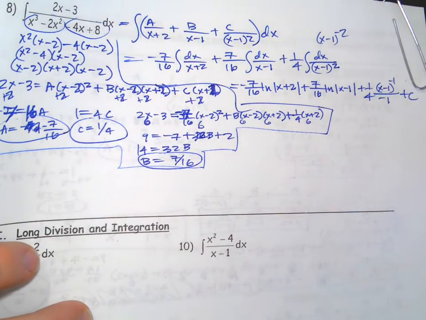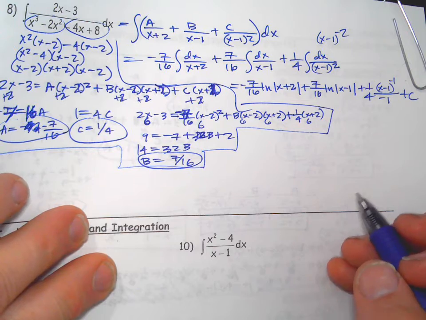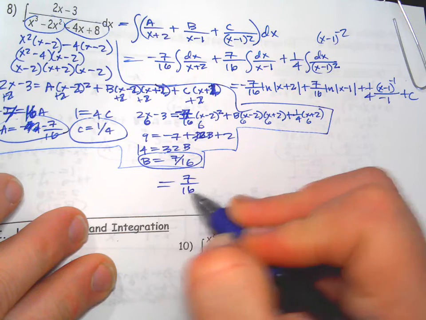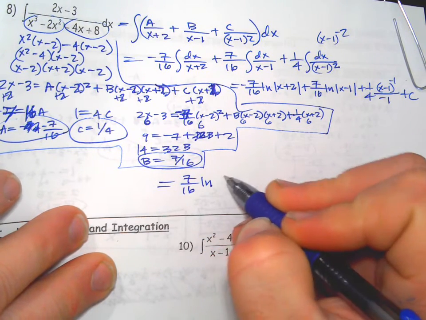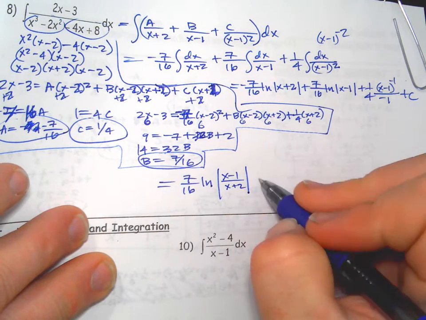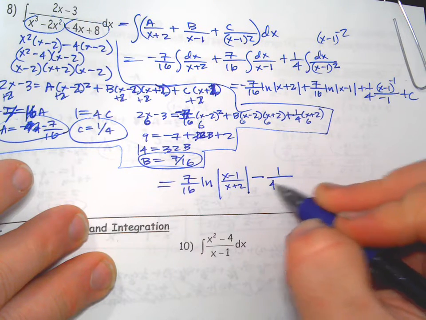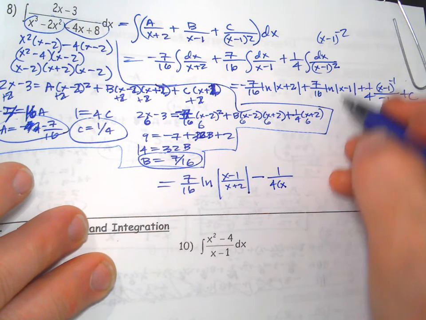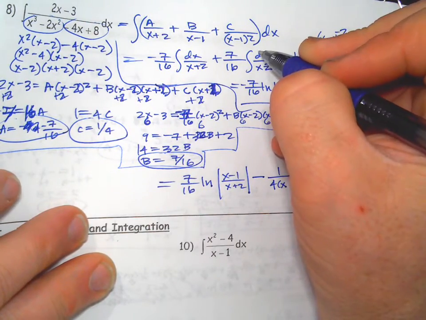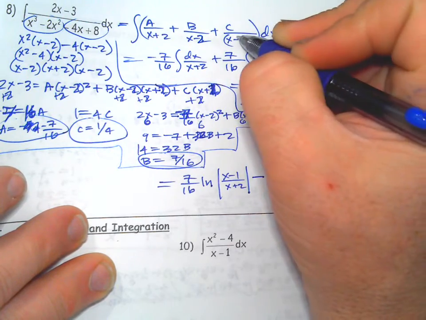We can combine the natural logs. So we just leave the 7/16 out front and it's x minus 1 over x plus 2, minus 1 over 4 x minus, why am I? I don't know what's going on here.